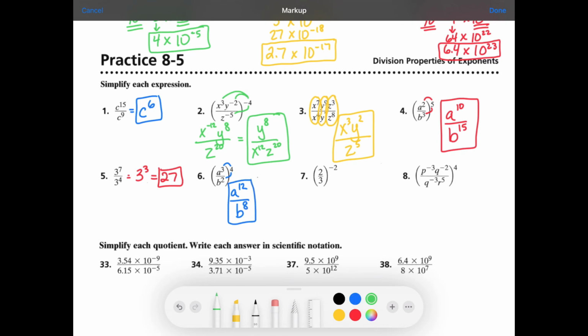Now on 7, you could flip this fraction, make it 3 over 2, and then go to the positive second power. And then you're just squaring each one. 3 squared over 2 squared. 3 times 3 is 9. 2 times 2 is 4.